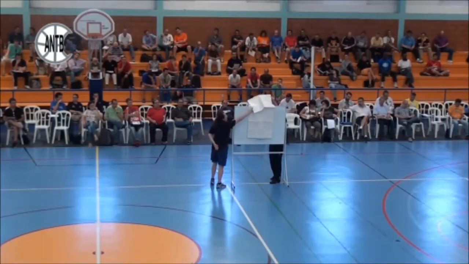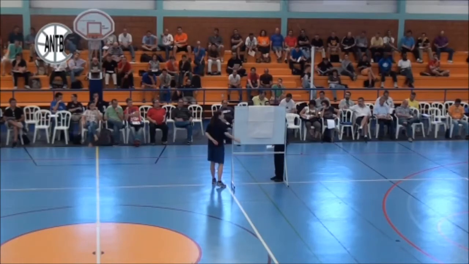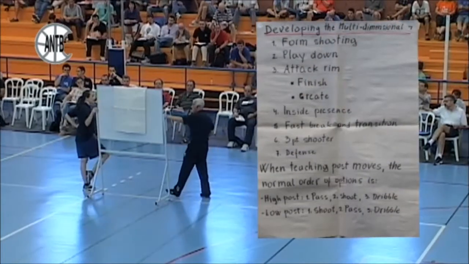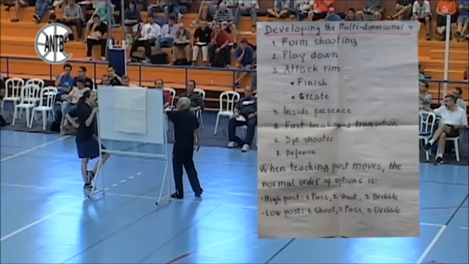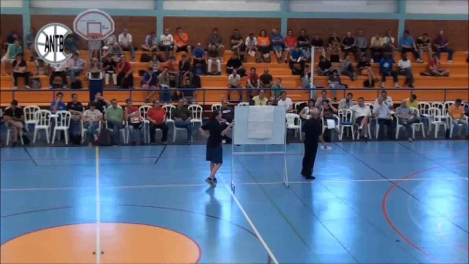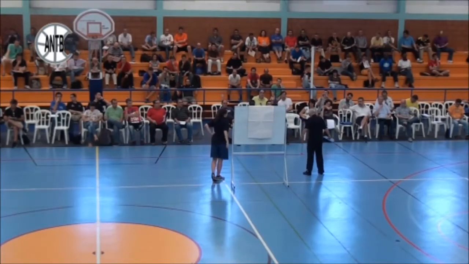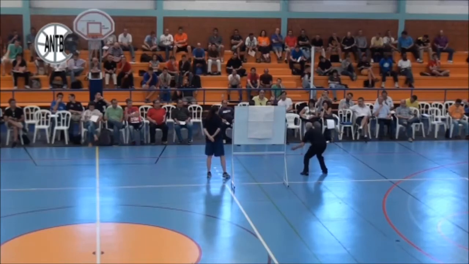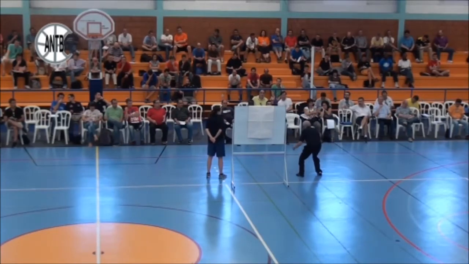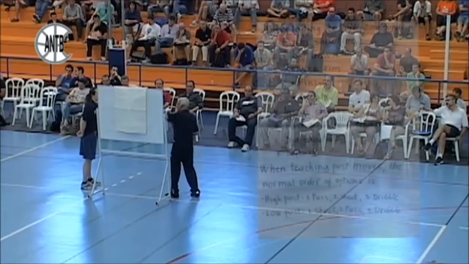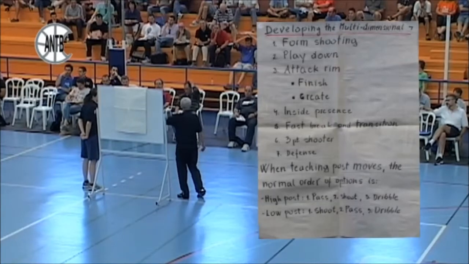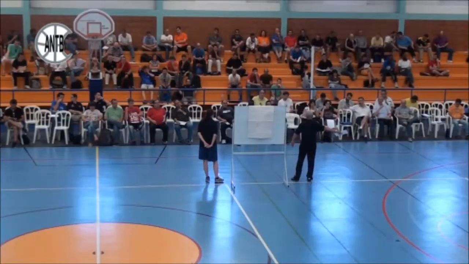So this is the introduction, and now we will start with how to develop them. Form shooting, playing down. We will see how they are playing. Tall guys usually play tall also. They must be down, and I will show you some exercises to push them always to be in a low position. Then we will work on attacking the rim to finish or to create, inside presence in transition and also in the set offense.